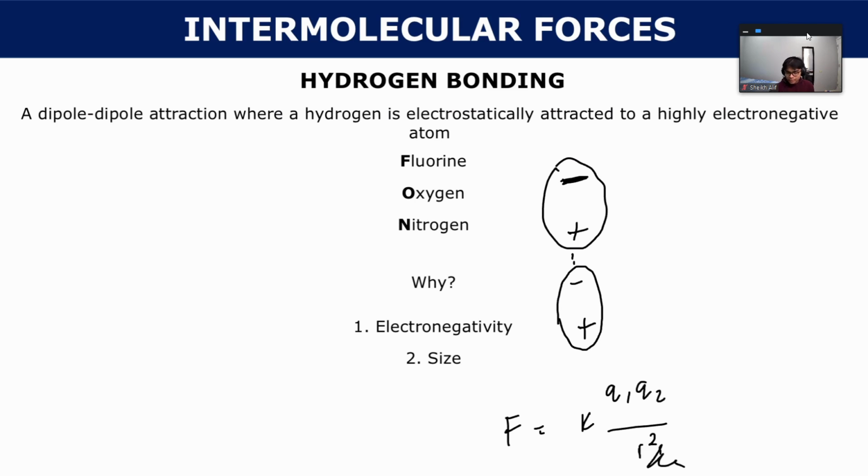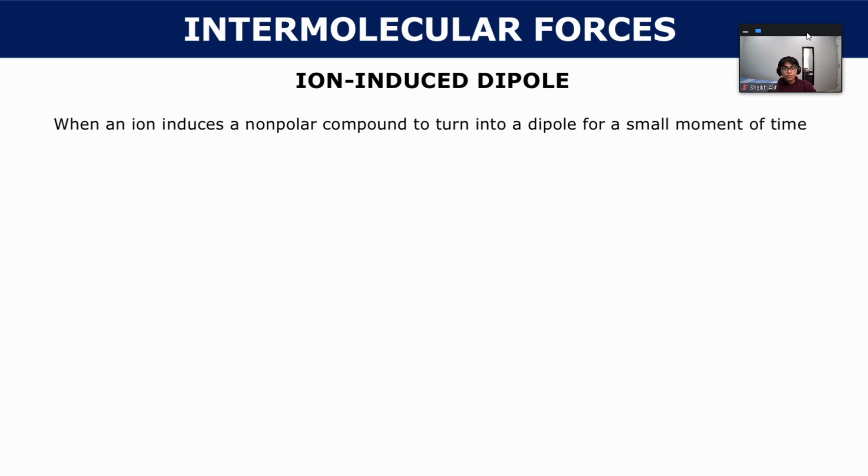A lot of the time people say hydrogen bonding is your strongest intermolecular force. Well, it's not true, but generally this is the most common one that you see happen a lot. So just remember, hydrogen attracts to fluorine, oxygen, and nitrogen, and if you have those, you're going to have a hydrogen bond.